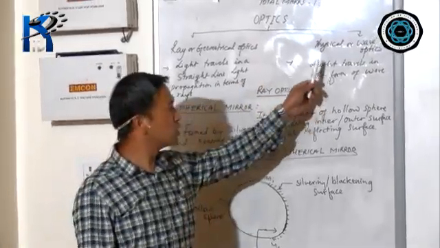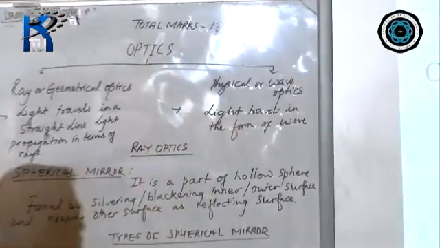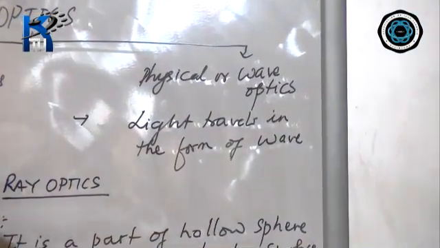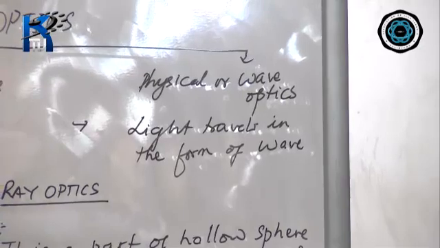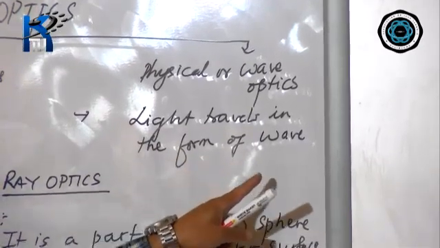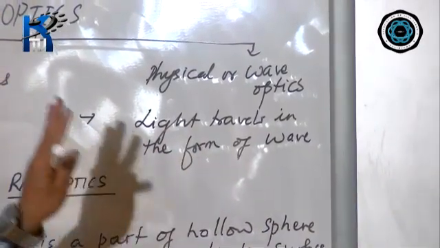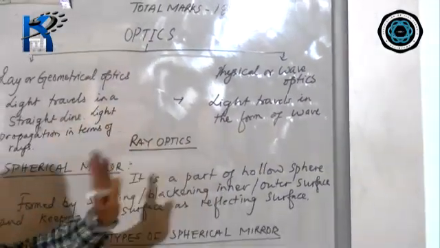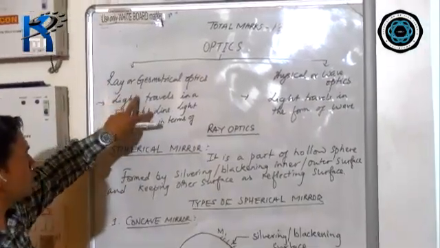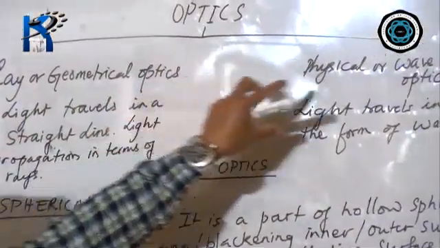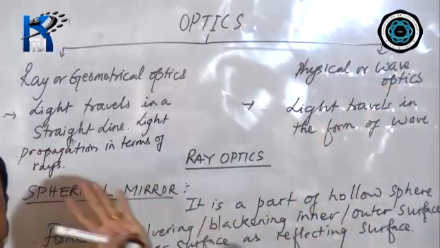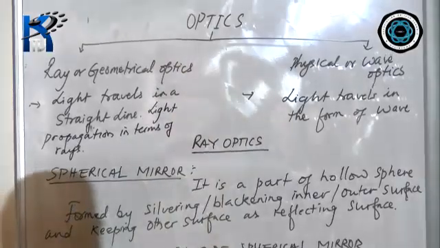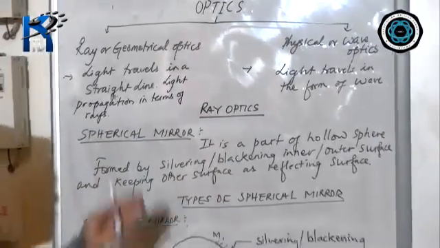Now, let me tell you about the wave optics or physical optics also. Physical optics or wave optics is that branch of optics which gives the nature of light by saying that light travels in the form of waves. So we basically focus that light travels in the form of waves, and that is one of the natures of light. So let me tell you that for geometrical or ray optics, you have 5 chapters, and for physical or wave optics, we have 4 chapters. So total 5 plus 4 means 9 chapters that we need to cover.